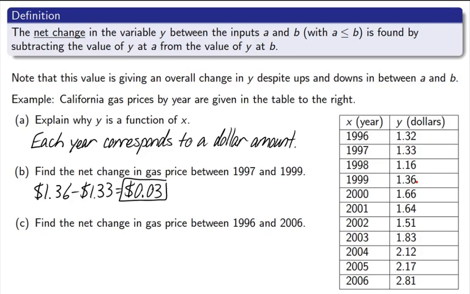Let's do the same thing for 1996 to 2006, the entire data set that I have here. So again, take the one from the larger number, the $2.81, and subtract off the original $1.32. So when I do that, I get $1.49 difference. That's a fairly significant change in gas price over 10 years. No wonder the outcry that has happened because of gas prices.